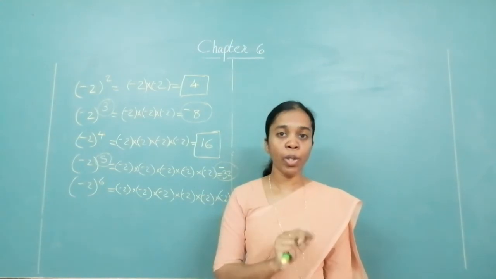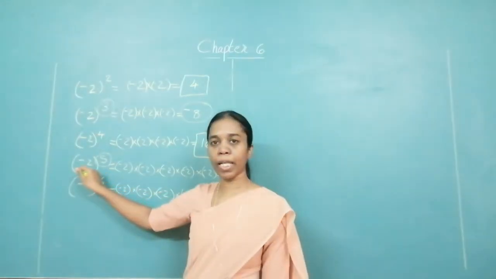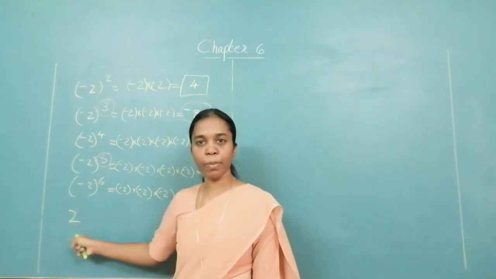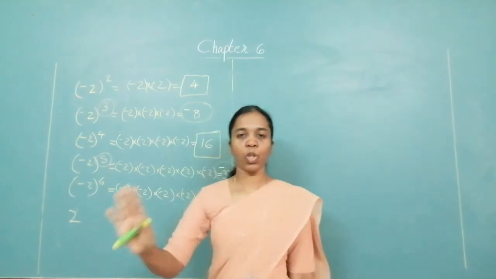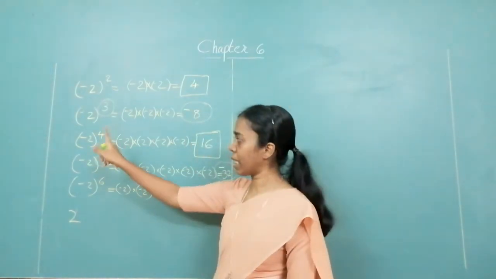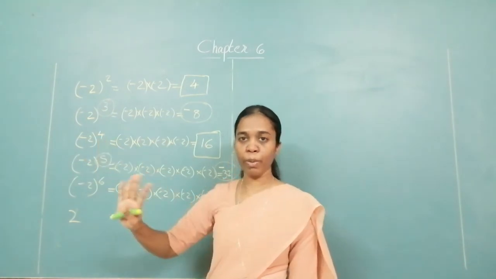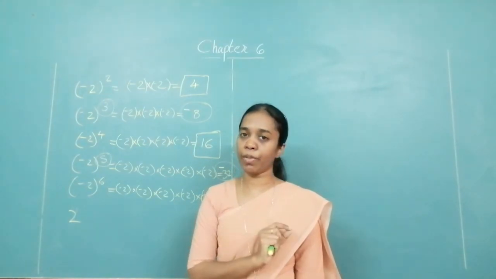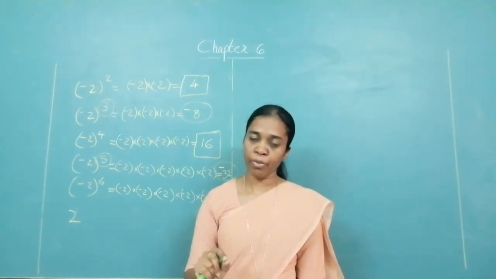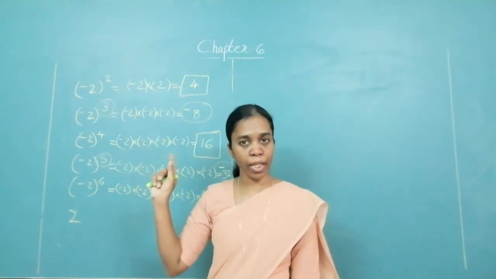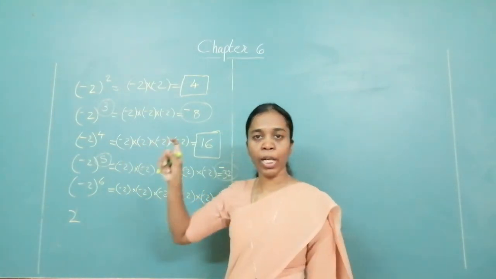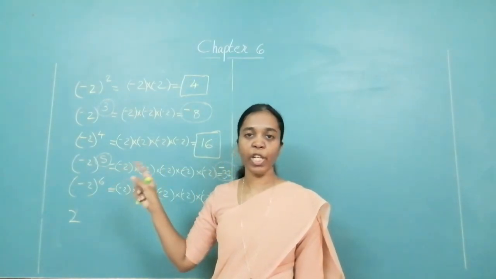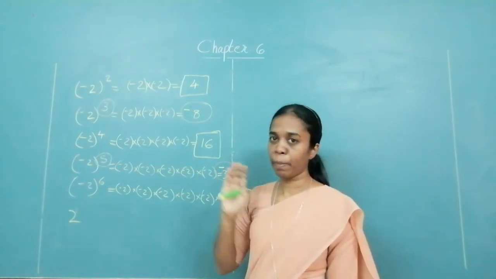This applies only if the base is a negative number. If the base is a positive number, that is 2, then the answer is always positive only. Whether the index is odd or even, you don't have to worry. This you have to look at only if the base is a negative number. So if the base is negative, then you directly look at the index. If the index is even, then your answer is positive. If the index is odd, then your answer is negative. Please keep that in mind.